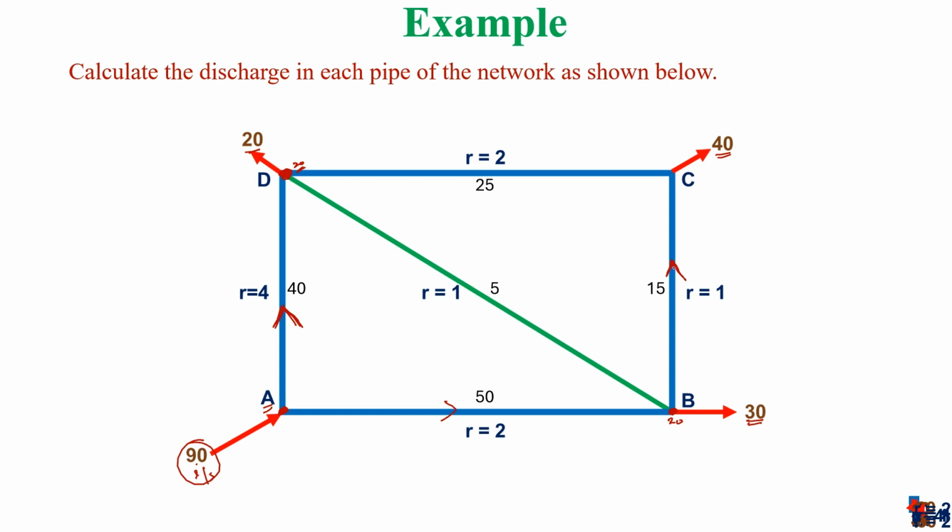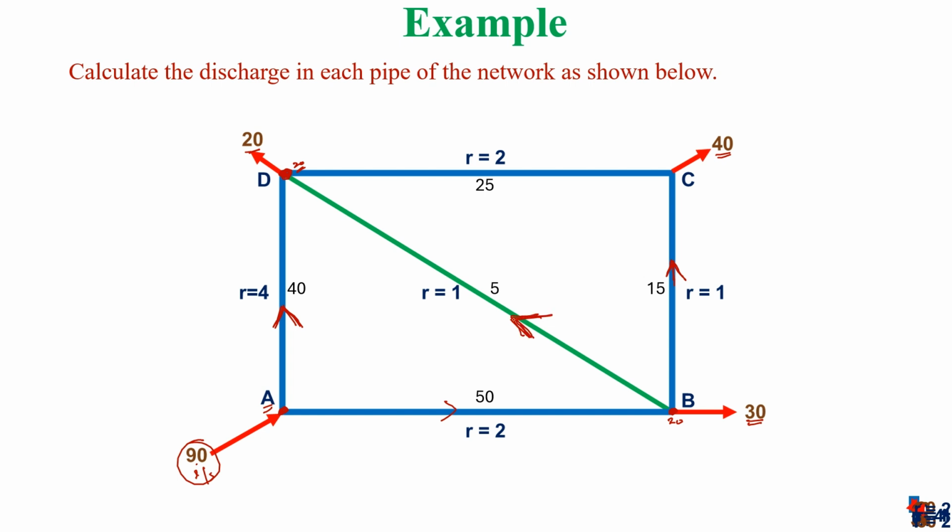This is just my idea, my distribution. You can change this, no problem. From the remaining 20 at point B, because 30 is taken off from 50, 15 is taken towards C, and 5 is taken towards D. So the distribution will be like this.